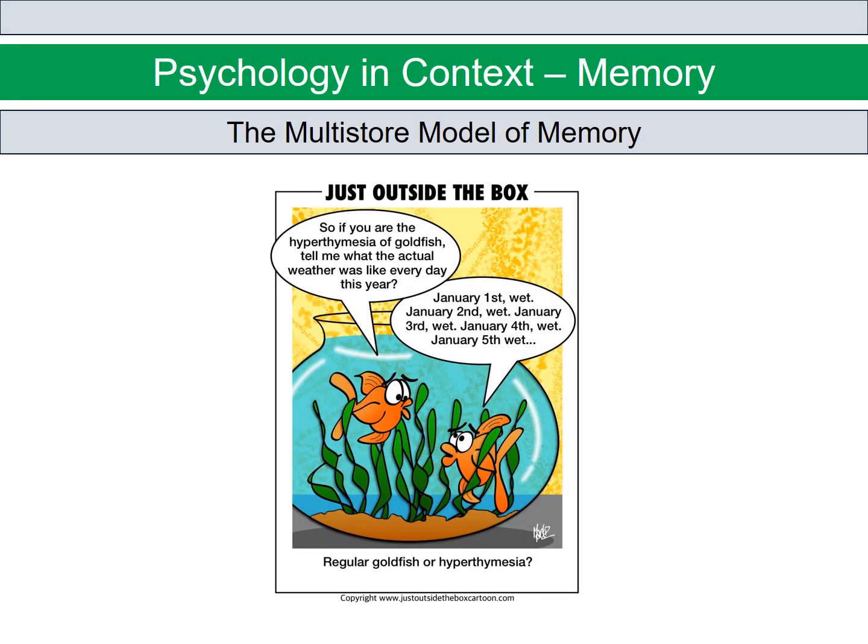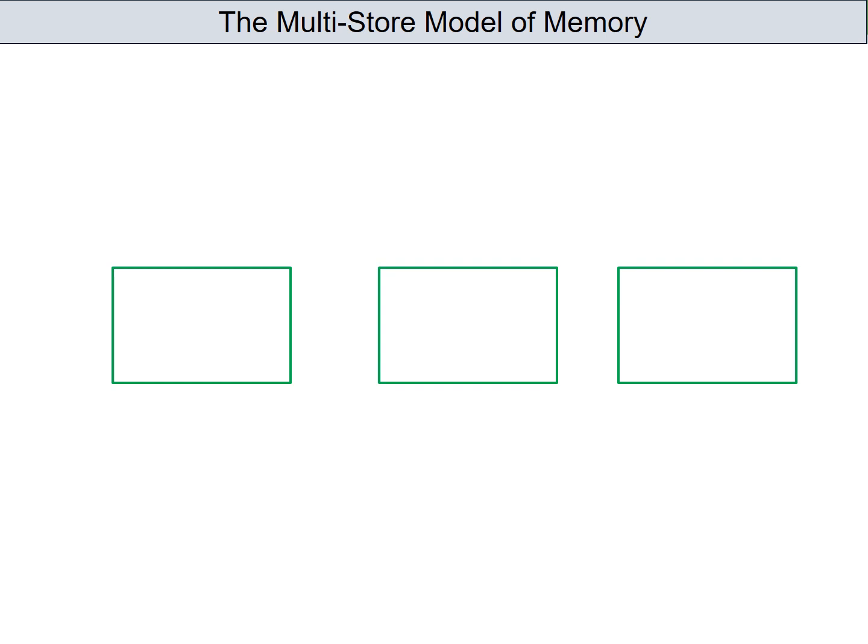So the first model of memory that we're going to look at is the multi-store model of memory. This is probably the oldest model of memory, and it was very influential in creating huge amounts of research, and a lot of what we know about memory today stems from this model. So the multi-store model of memory is based on the idea that there are 3 stores within our memory.